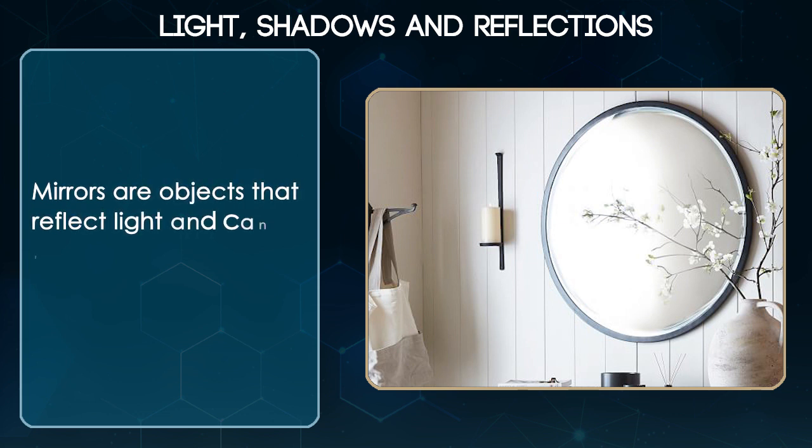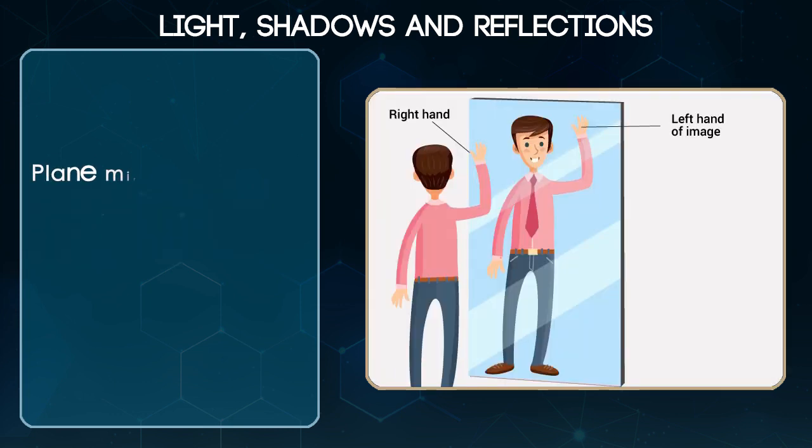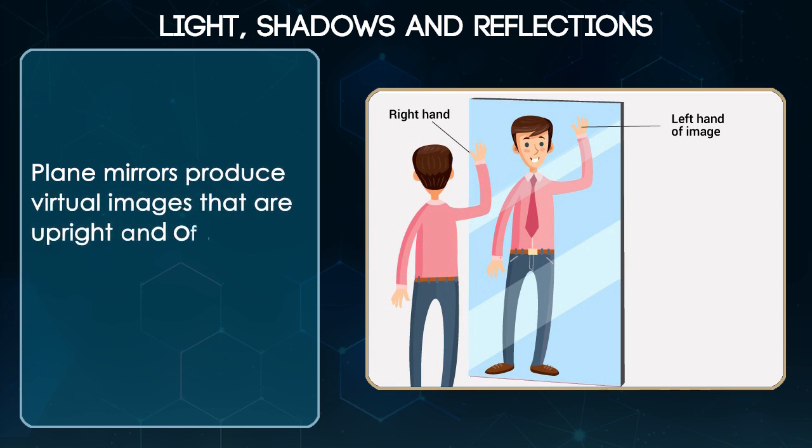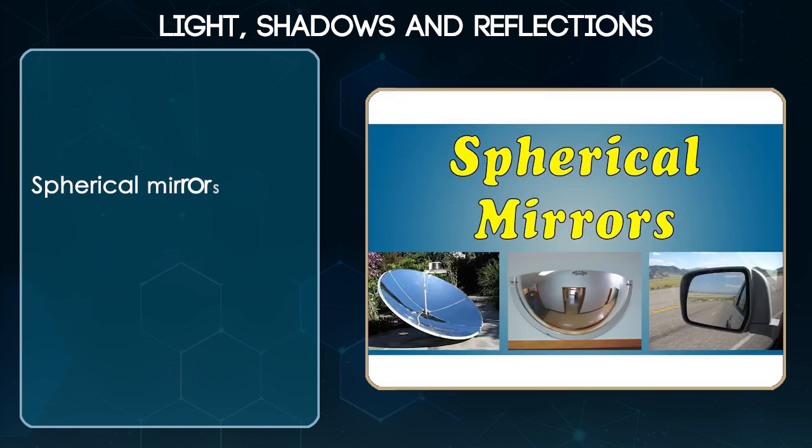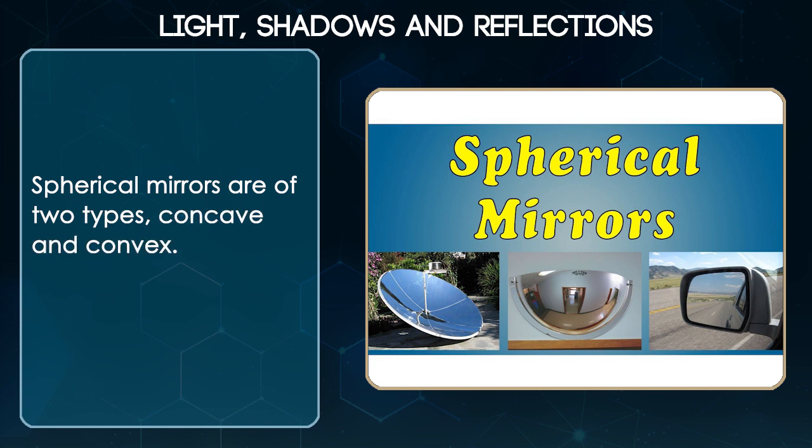Mirrors are objects that reflect light and can form images. Plane mirrors produce virtual images that are upright and of the same size as the object being reflected. Spherical mirrors are of two types, concave and convex.